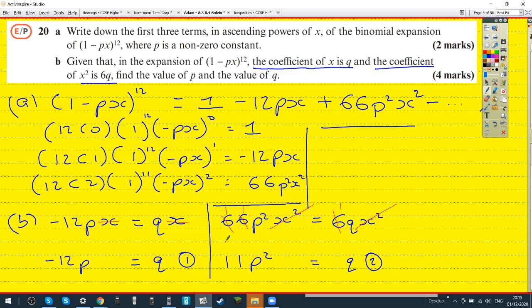Could you square root? Q equals minus 12p. Q also equals 11p squared. They are both equal to q, therefore they must both be equal to each other. Okay. So 11p squared equals minus 12p. Yeah, so it's like substitution. Okay, solve. How do we solve it? Divide by p on both sides.